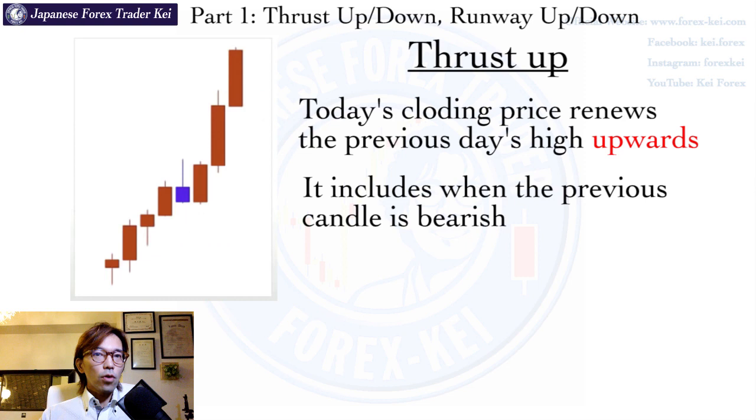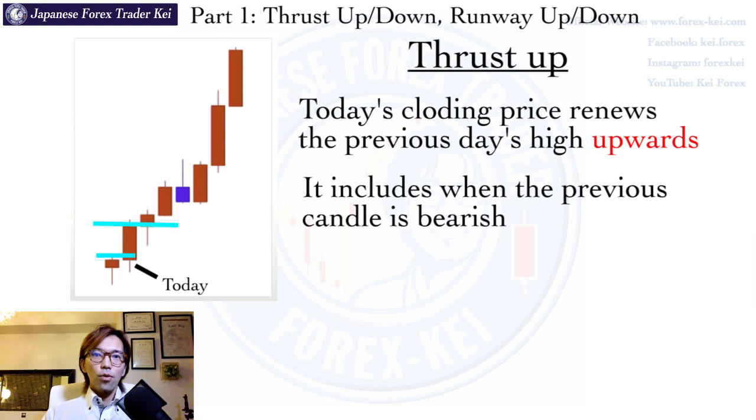First, there's a pattern called thrust up. What this means is that today's closing price breaks the previous high upwards, simply when the price renews the previous high upwards. It's called thrust up, and it's also applied when the previous candle is bearish. So let's say this second candle is today, right? In that case, today's closing price is right here, and when this closing price is renewing the previous high like this, it's called thrust up, you see?